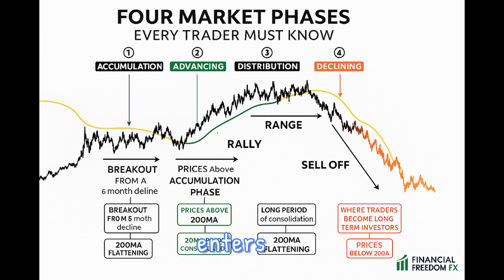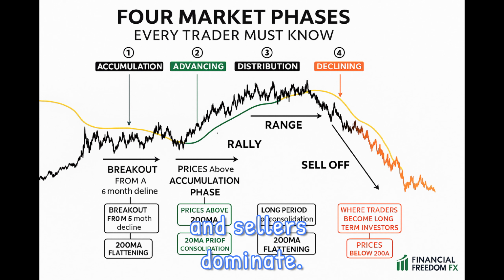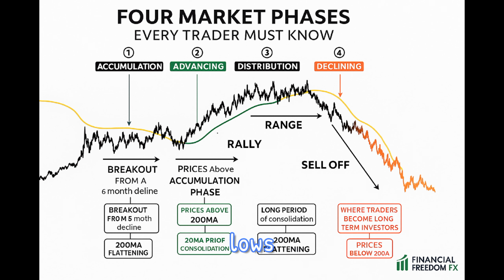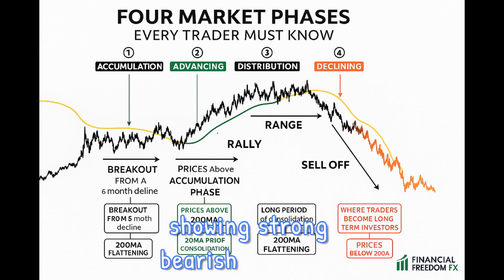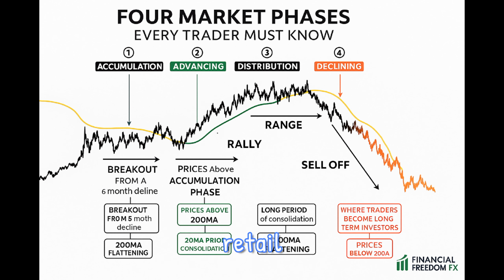Finally, the market enters the declining phase. This is the markdown, and it's violent. Price breaks down from the distribution range, and sellers dominate. Lower highs and lower lows confirm the downtrend. The 200 EMA starts to slope downward again, showing strong bearish pressure. This is when retail traders finally panic and sell their positions, often at a loss.